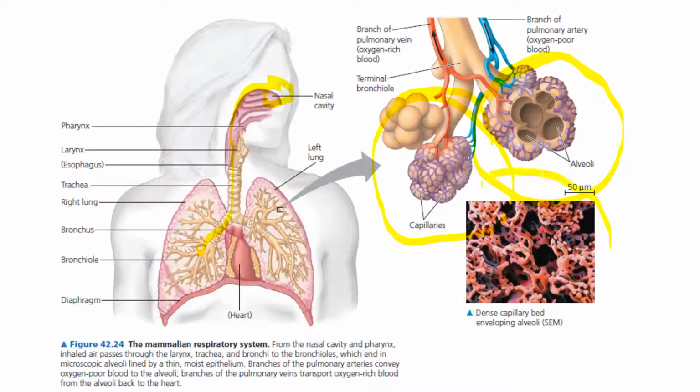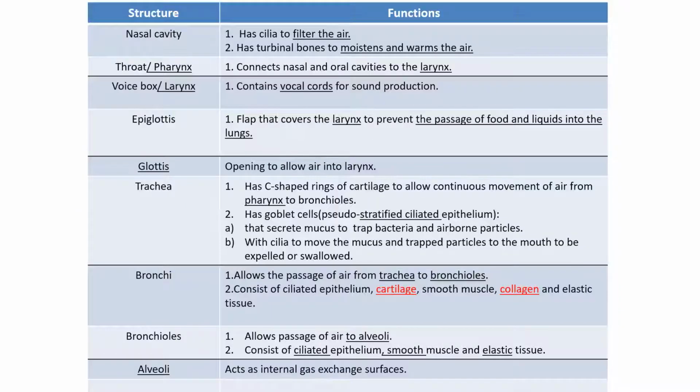Under the SEM, this is how the capillary bed looks on the alveoli. These are the structures involved in the human respiratory system as well as their functions. Let's go through them one by one.